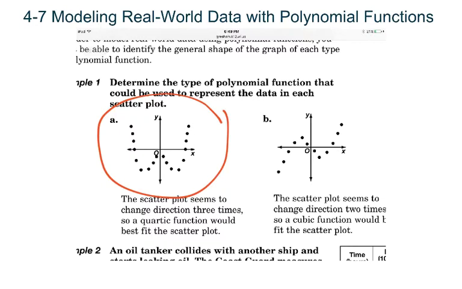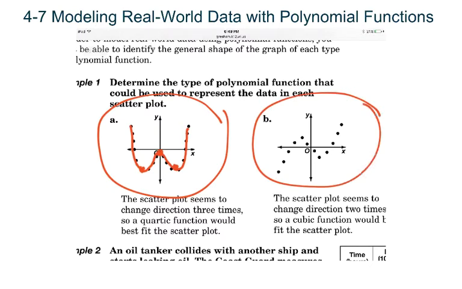The way we're going to determine which type of polynomial to write has to do with the number of times the direction of the graph changes. So the graph is going down, and then it changes direction and goes up, and then it changes direction and goes down, and then it changes direction and goes up. Since the scatter plot changes direction 3 times, we're going to use a quartic function. We're always going to use the polynomial that's 1 degree more than the number of times it changes direction.